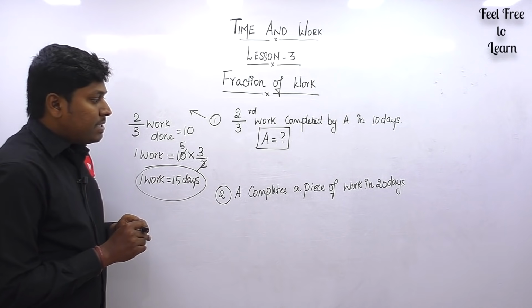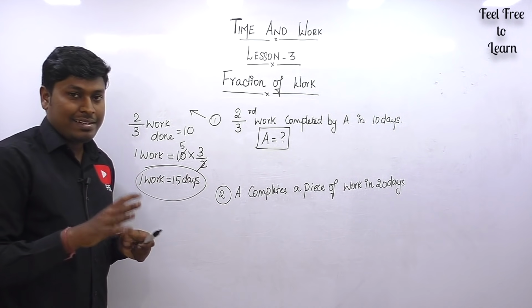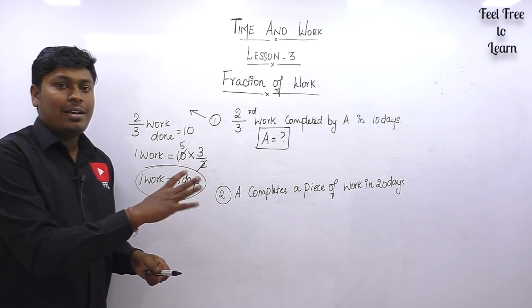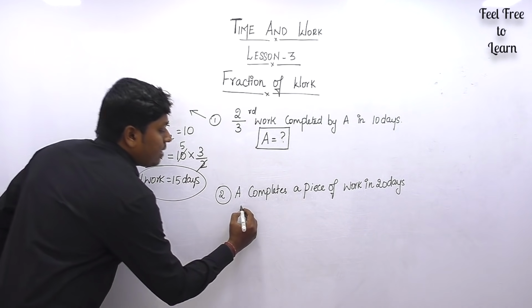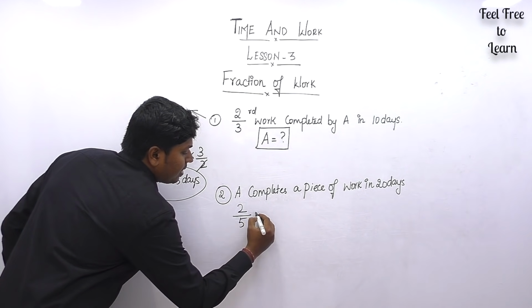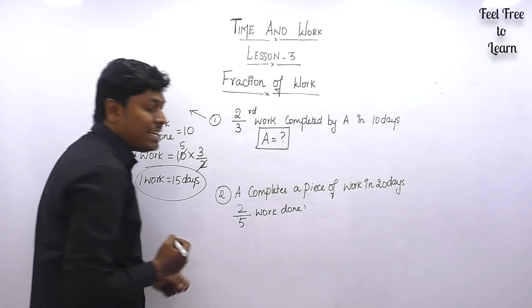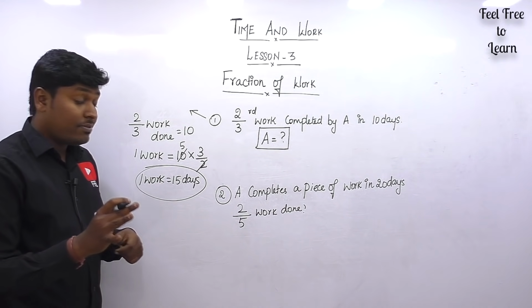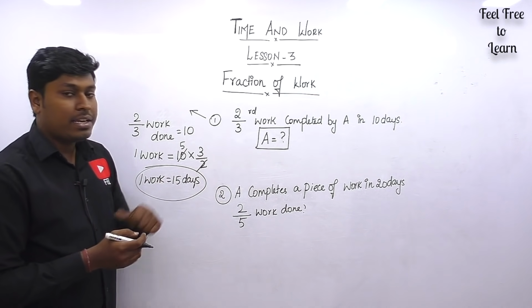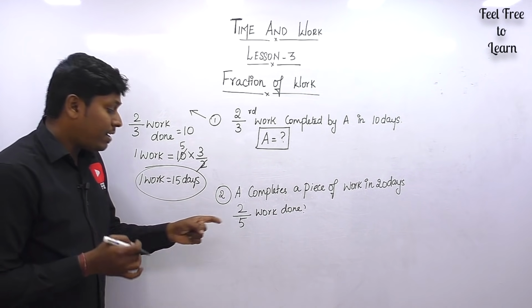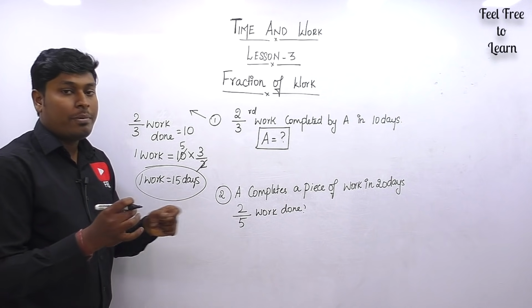So point number 2. A completes a piece of work in 20 days. Listen carefully. A completes a work in 20 days. If we want to find only 2/5 of the work, how many days will he take if you want to do only 2/5 of the work? Listen carefully. Complete work he is taking 20 days, but our target is to find only 2/5 of the work, how many days will he take?